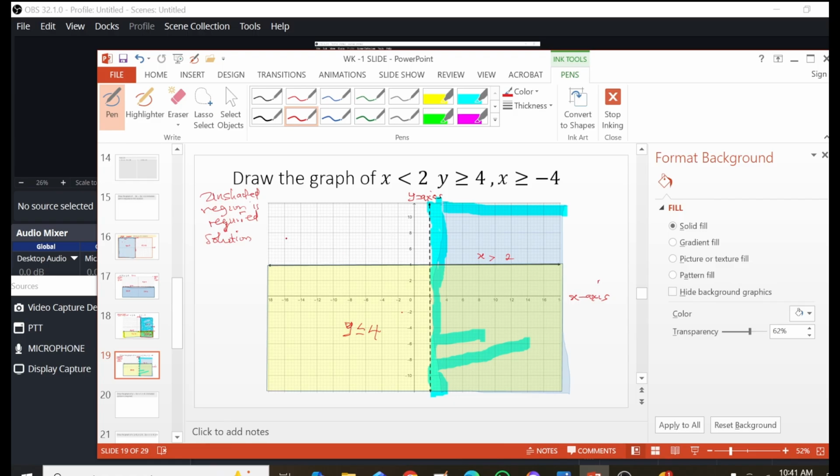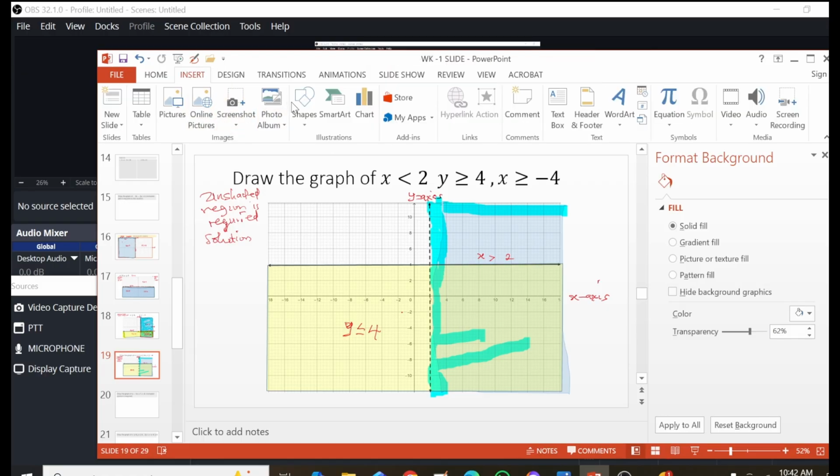Now, it remains x is greater than or equal to minus 4. Now we go to minus 4. x equals minus 4 is going to be a vertical line. So let's pick a line and go to where we have minus 4. This is minus 4. Then let me put a line along that line.